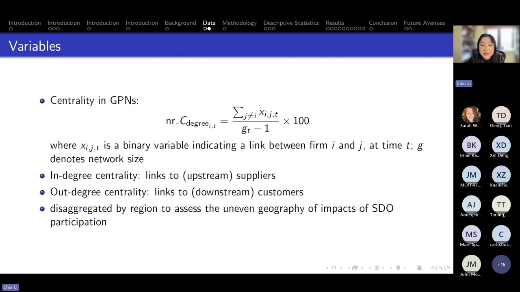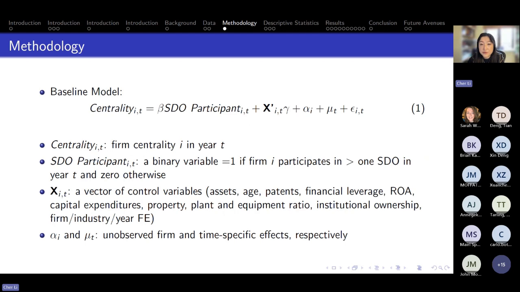And then, because global networks are not evenly distributed, in most of our analysis we further disaggregate this down by region to see whether SDO participation has different effects across North America, Europe, and Asia Pacific. So now let's move to the methodology part, so I can show you how we test those relationships.